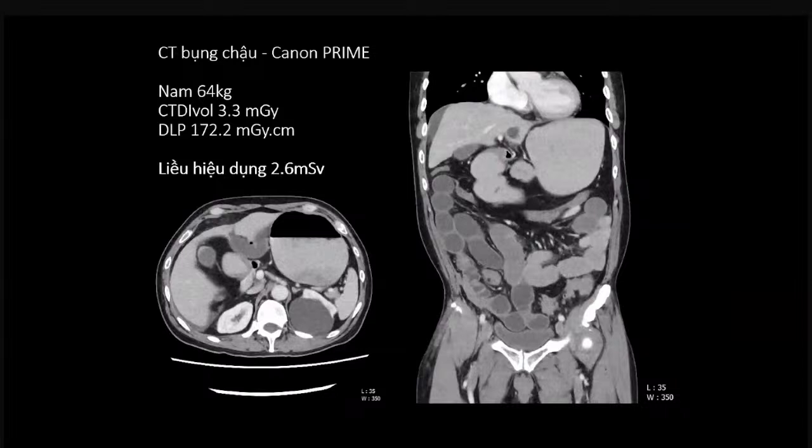Here's an example of a CT abdomen and pelvis, also performed on the same scanner, and you can see the dose was 2.6 millisieverts.